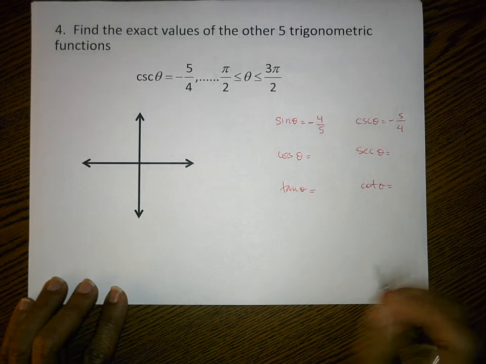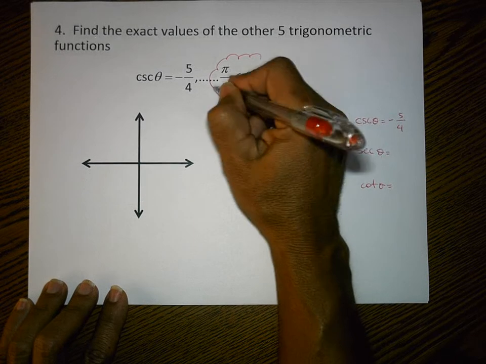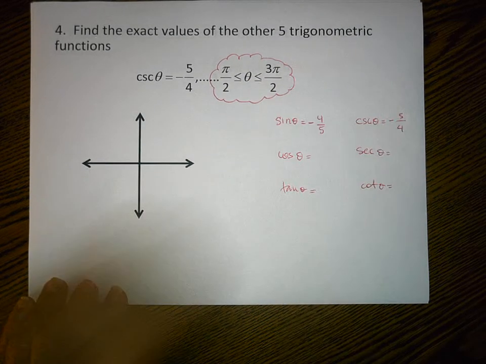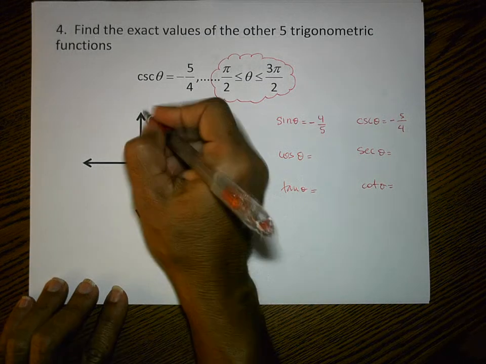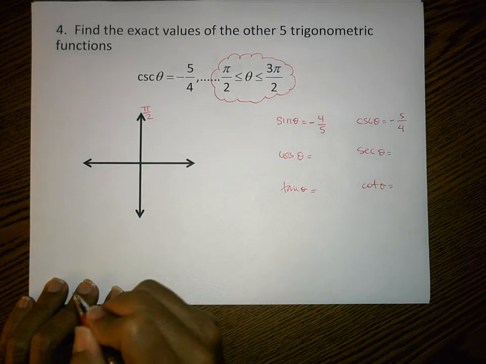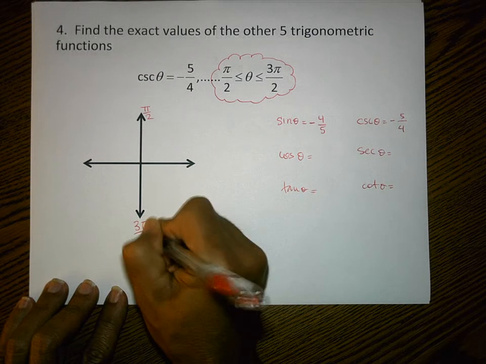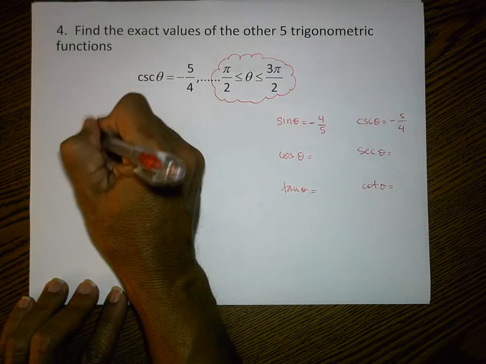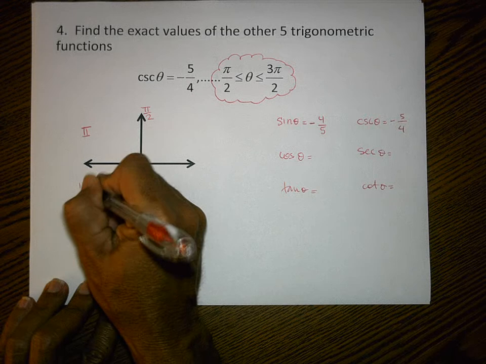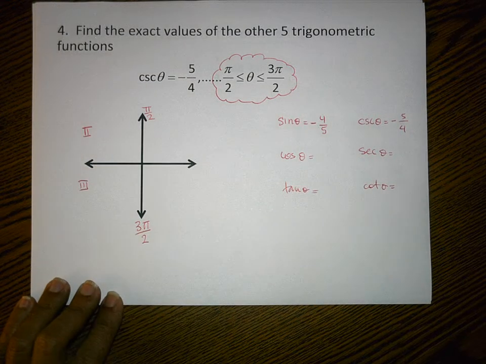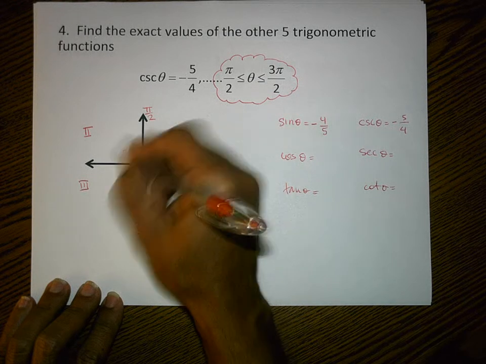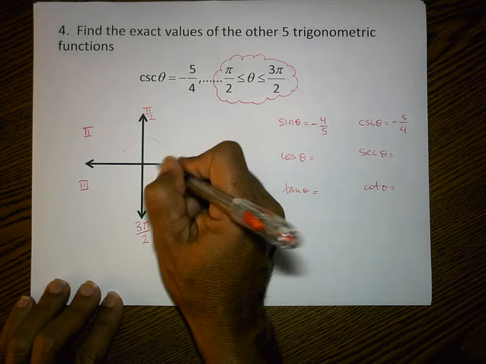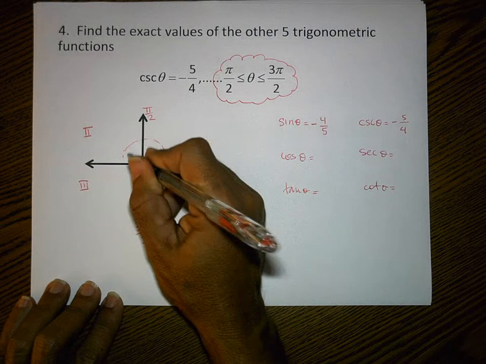Now let's go ahead and take a look at the restriction. Our angle is either in between half a pi, which is right here, or 3/2 a pi. So that tells me I'm either in quadrant 2 or in quadrant 3. This angle is either only here somewhere, or it goes all the way to quadrant 3. We don't know where this angle is. It could stop here, or it could stop somewhere here.